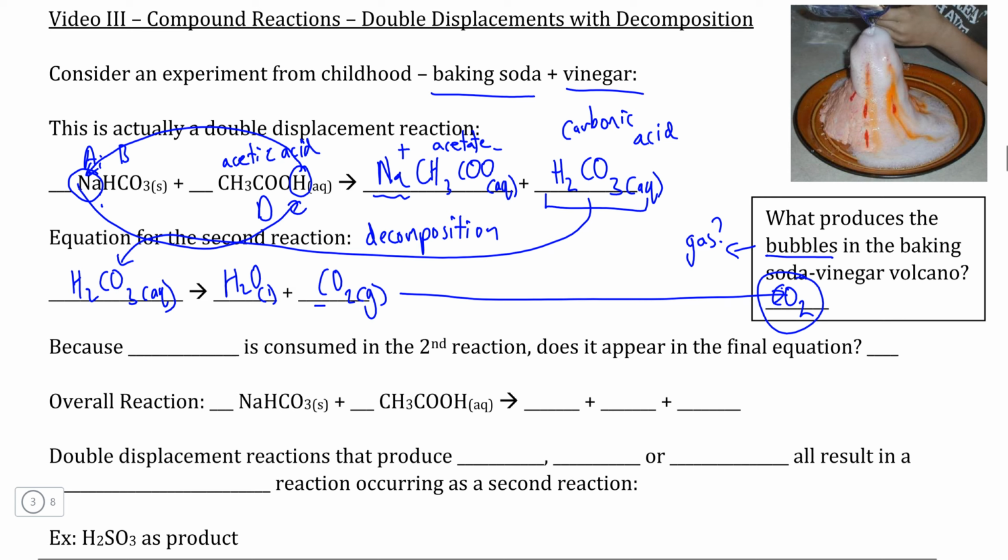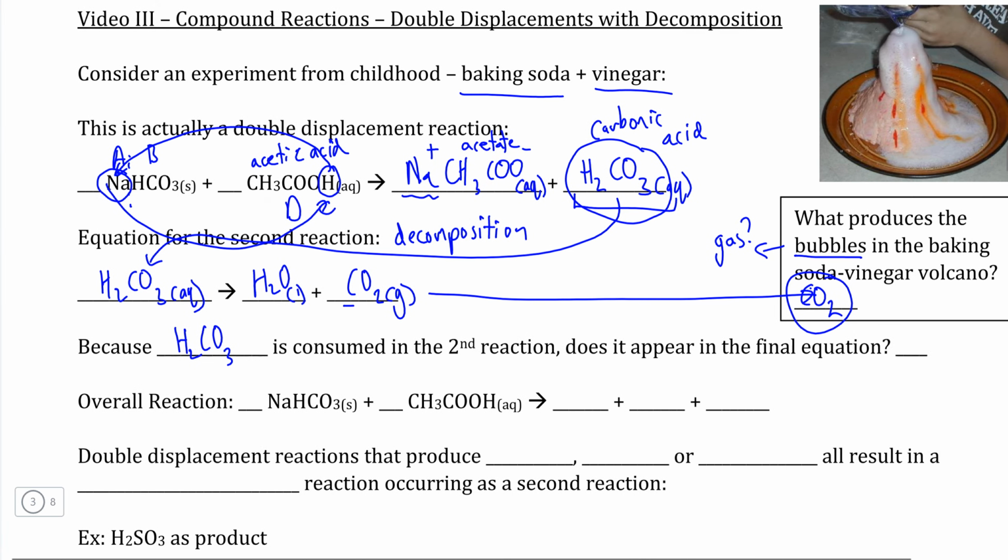Now, technically, most chemistry teachers would write this as a single reaction rather than as two separate reactions. So what would that look like? You can see that carbonic acid doesn't actually appear in the products here, because even though it is produced in the first step, the double displacement reaction, it is consumed immediately after in the second reaction, meaning that because it is broken down into water and carbon dioxide, we would not expect to see it in the final chemical reaction, because effectively it does not exist anymore.